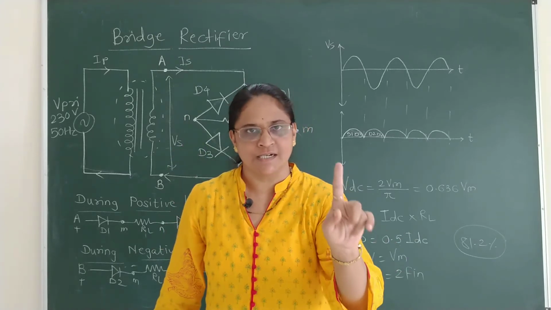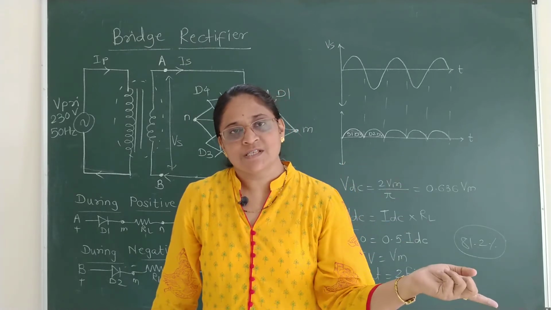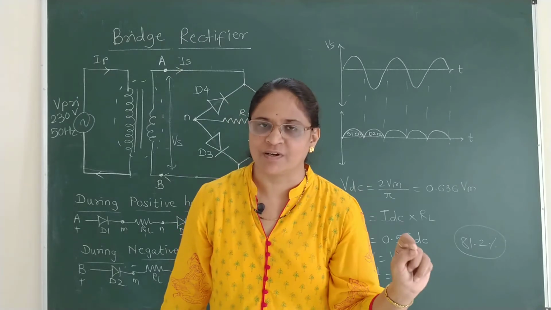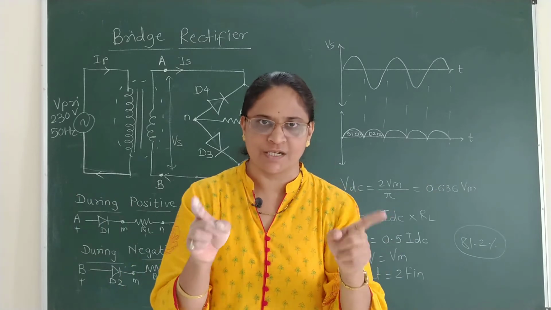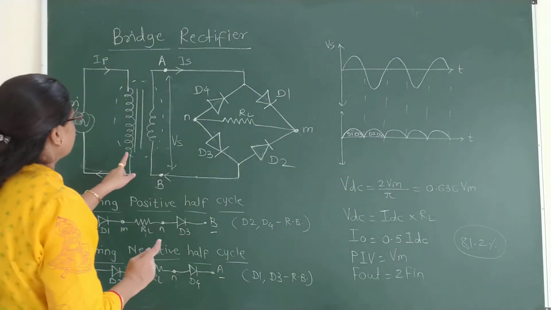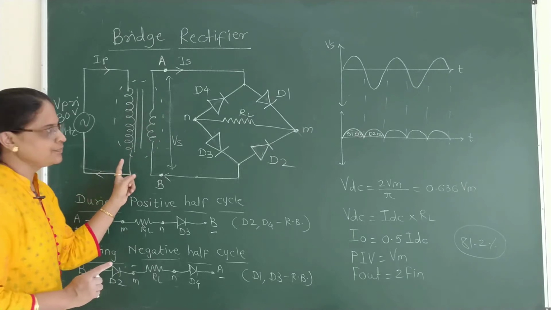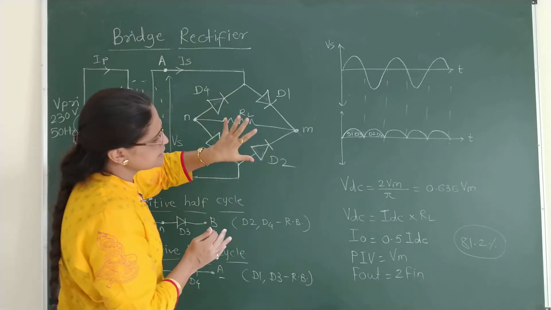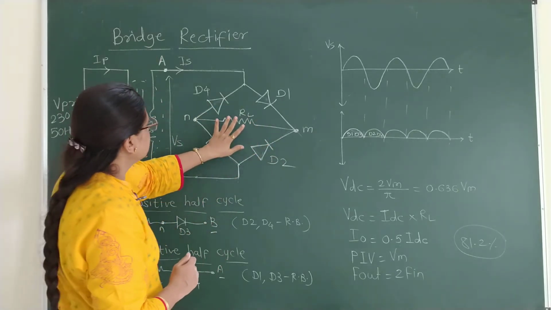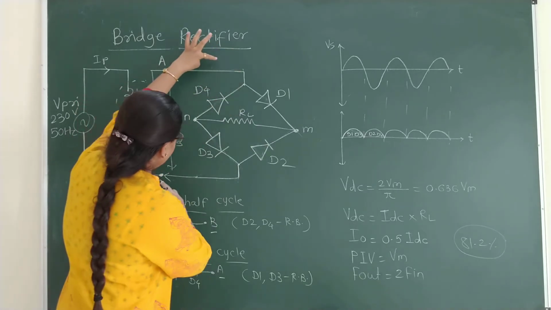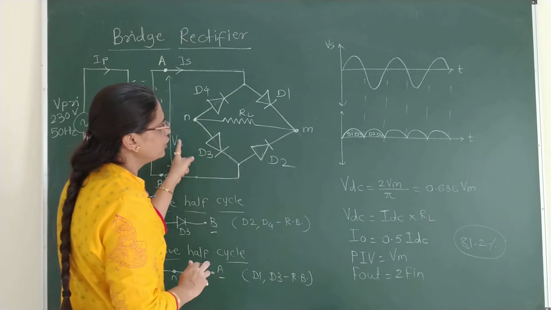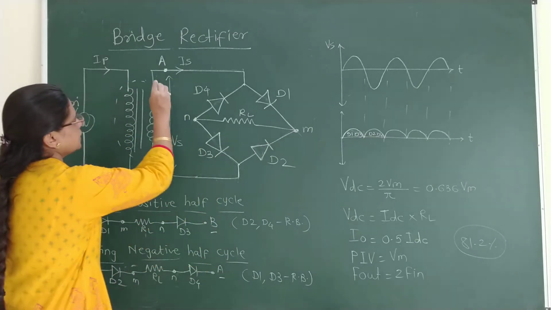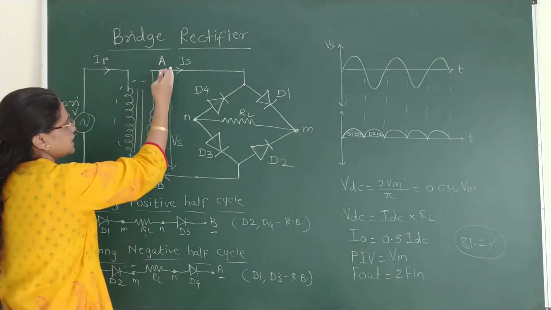So here it doesn't use a center tap transformer. In the previous circuit there were 2 diodes, here it uses 4 diodes. About a bridge rectifier, a bridge connects 2 ends. So here it is, the bridge rectifier with a normal step down transformer. By observation it looks like a parallelogram. Here point A and point B, 2 points, are connected through 4 diodes, and that is called a bridge rectifier.